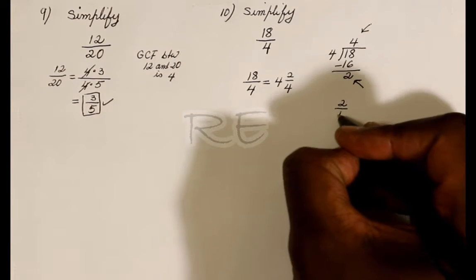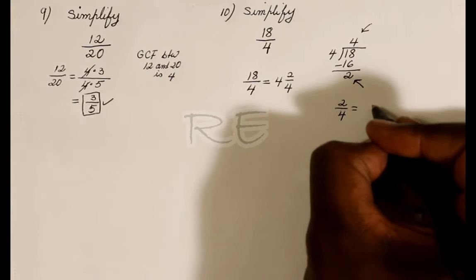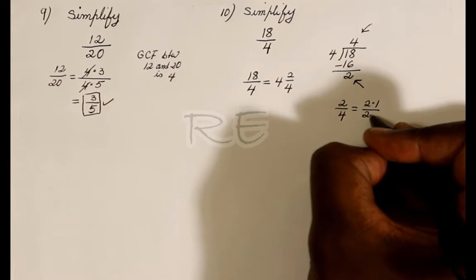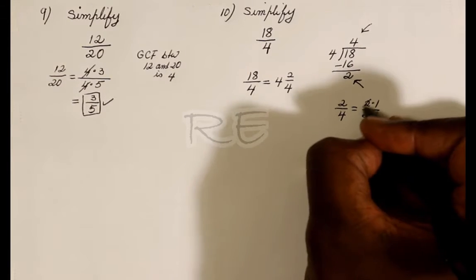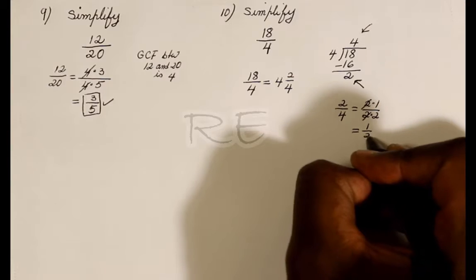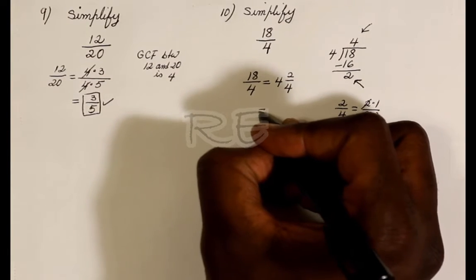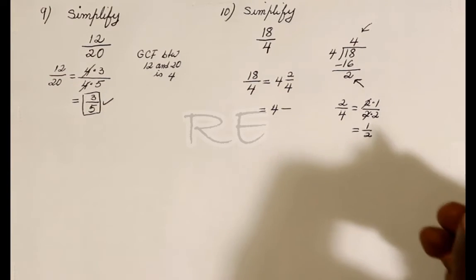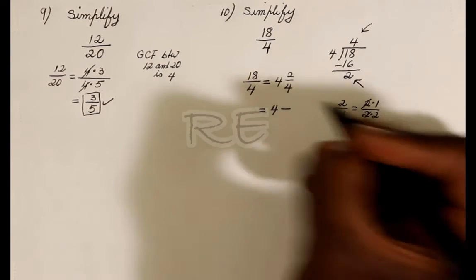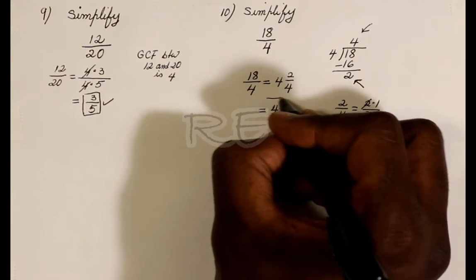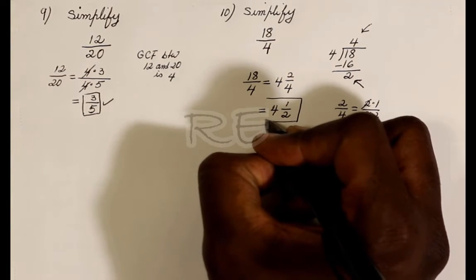So now 2 over 4, 2/4 is really 1/2. It's 2 times 1 and 2 times 2 as the denominator. 2 cancel, so it's 1/2. So we can reduce the fraction, the fractional part of the mixed number. So it's going to be 4 and 1/2. That's it. Box it.